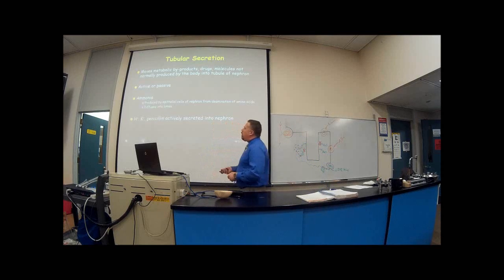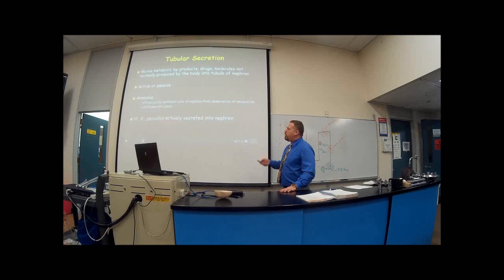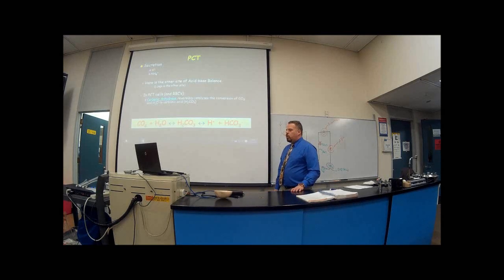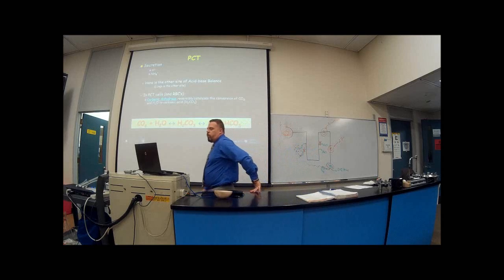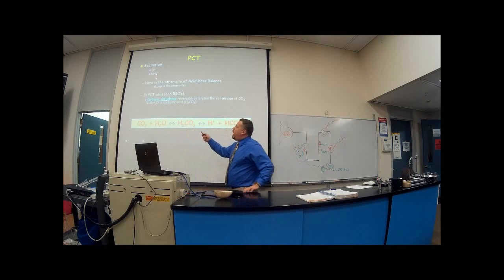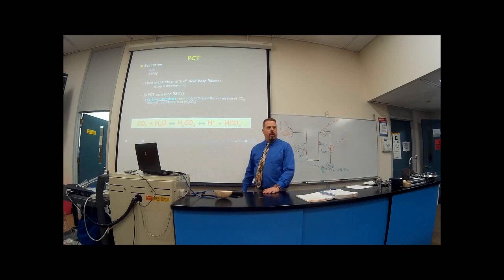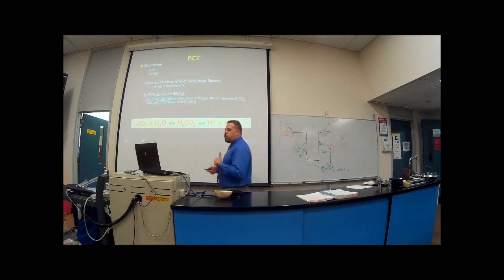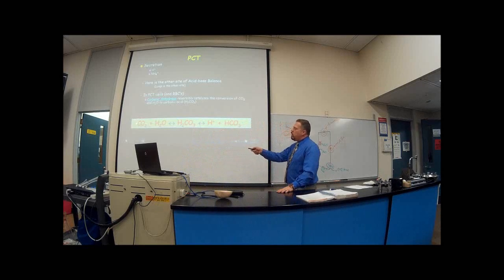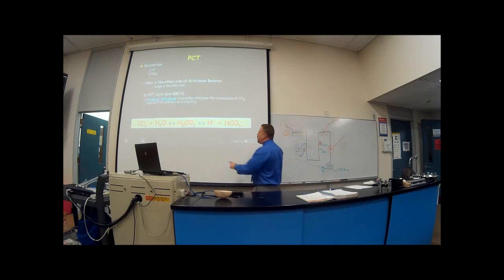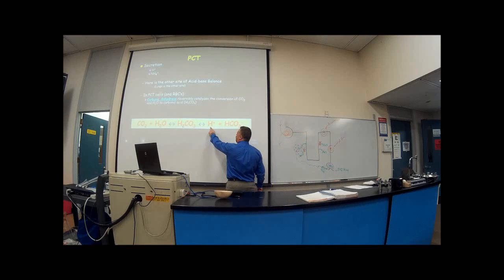And also, hydrogen, potassium, penicillin actively gets secreted into the nephron also. So the PCT, this is where hydrogen and ammonia, that's what ammonia is, NH4+. Here's the other side of the acid-base balance. This is where it all takes place. We did this reaction over here: CO2 plus H2O yields carbonic acid, and that's an intermediate, but then it turns immediately to a hydrogen ion and bicarb.